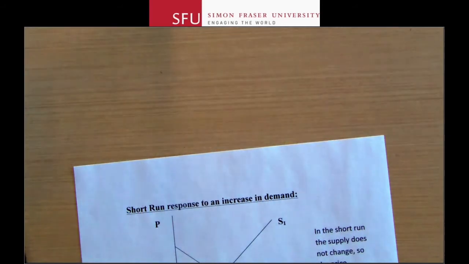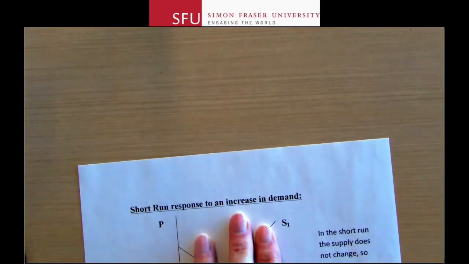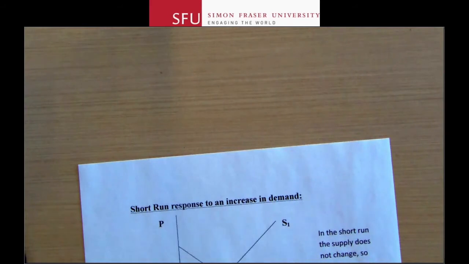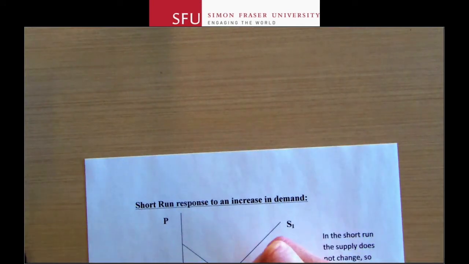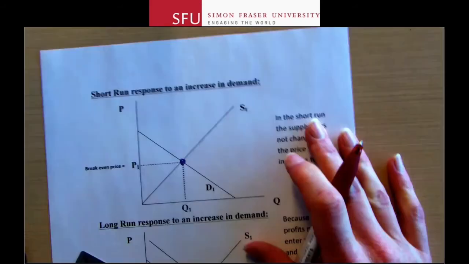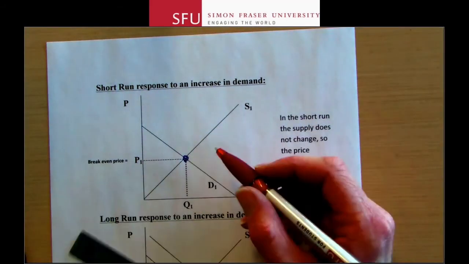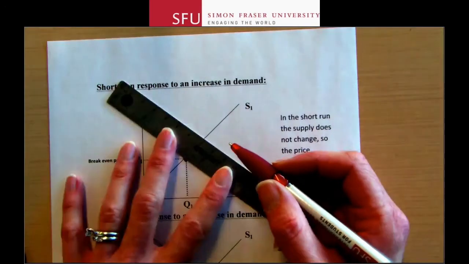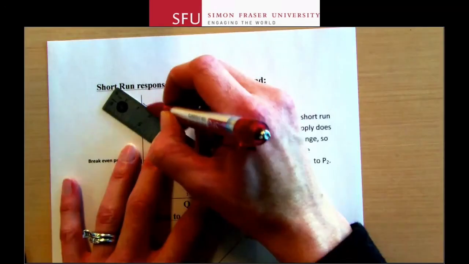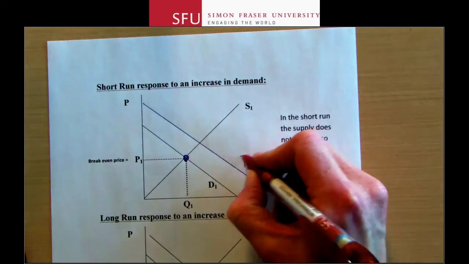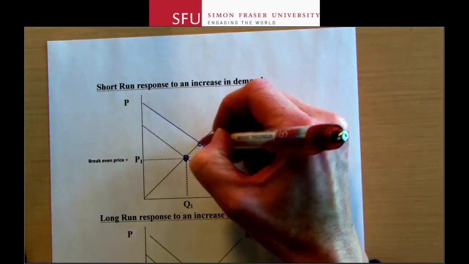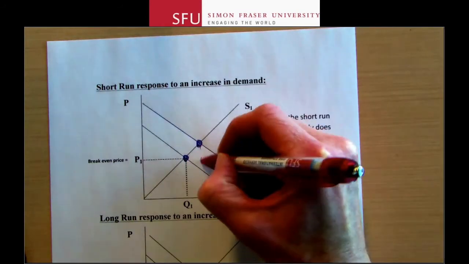All right, so first, an increase in demand. In our diagram here, we can see the market. This is just the market diagram. The market is at the break-even price right now, but now there's going to be an increase in demand. So we want to show a new demand curve up here, D2. Then the quantity will be higher and the price will be higher.